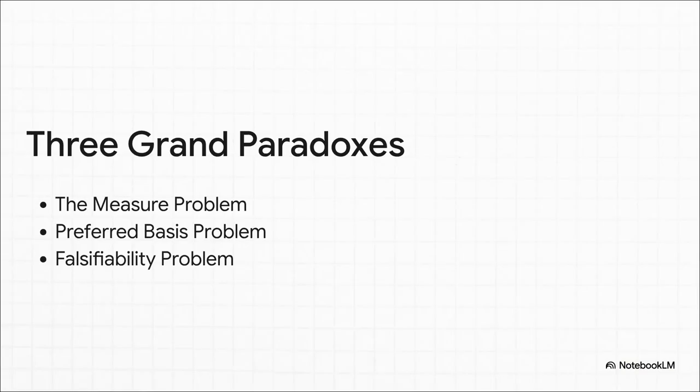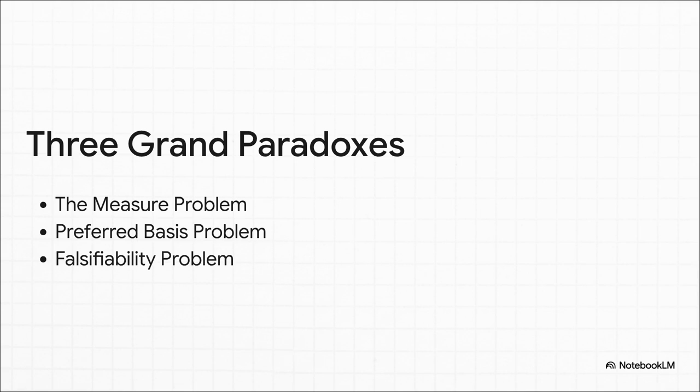Moving on to Section 2, the three grand paradoxes. Now these three paradoxes serve as our ultimate logical stress tests. First up, the measure or Born rule problem. Think about it. If all possible quantum outcomes actually happen across different branches, how can an event have a 90% probability versus a 10% probability? If both happen 100% of the time in their own branches, where on Earth do those percentages come from?